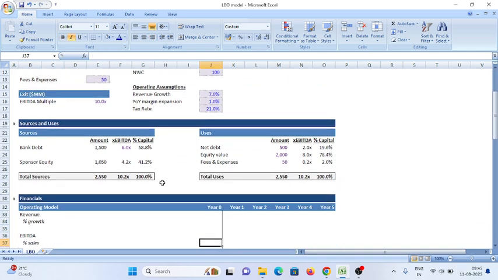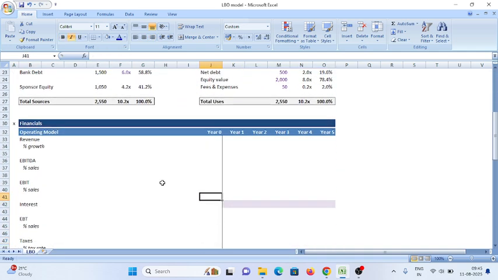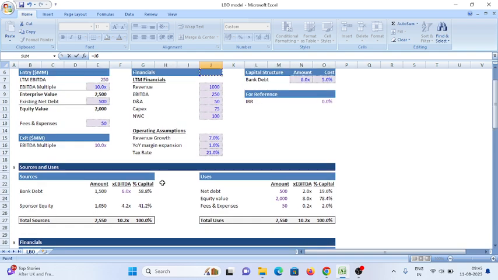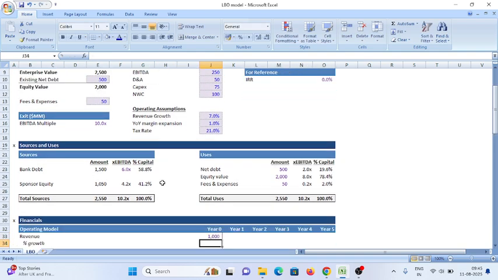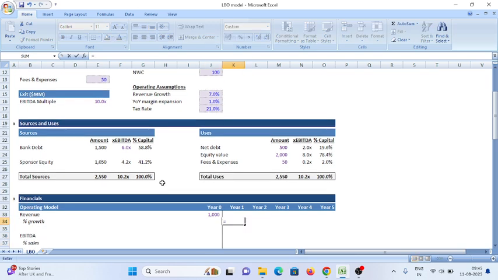Next, let's build our income statement. Year zero is nothing but our current year, and we are projecting for the next 5 years. Link revenue to the revenue assumption here, and we also assume that it's going to grow at 7% every year. Just anchor this. Then we can calculate the revenue for each year.